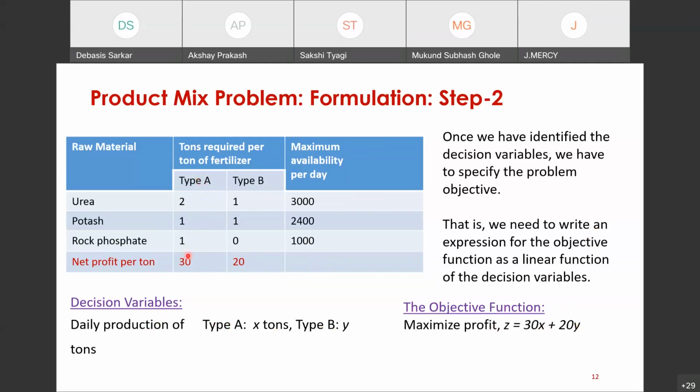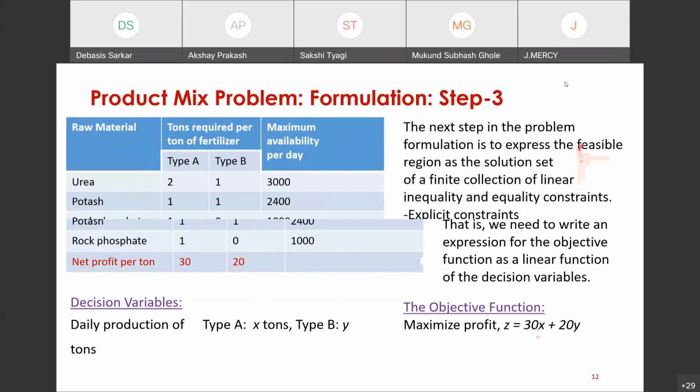Because per ton of type A will give me 30 as profit, so X tons will give 30X. Similarly, Y tons of type B will give me 20Y profit coming from type B. So the total profit is 30X plus 20Y. So you need to maximize 30X plus 20Y.